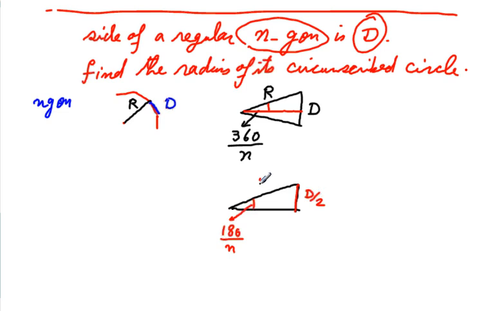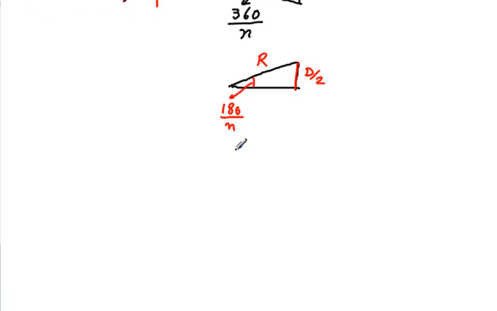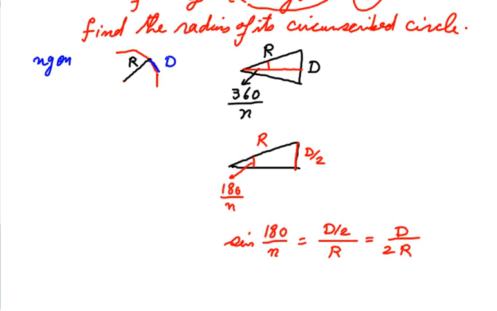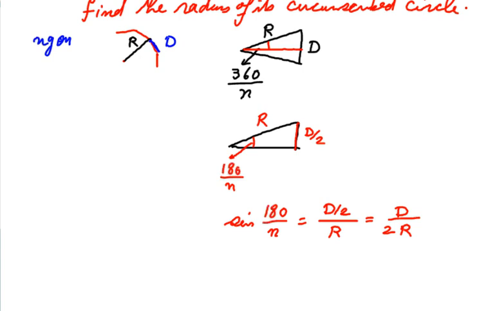This is d over 2, this is r. We still have the same thing, that sine of 180 over n is the ratio of the opposite, which is d over 2 over r. I make it nicer by writing it as d over 2r. What is it that I want? I am looking for r. I bring r here and take this thing to the denominator: d over 2 sine of 180 over n.